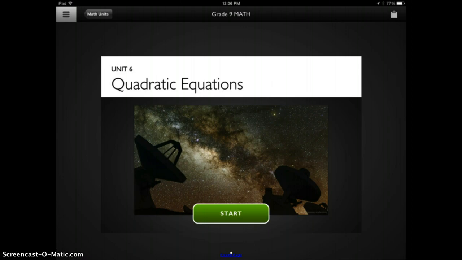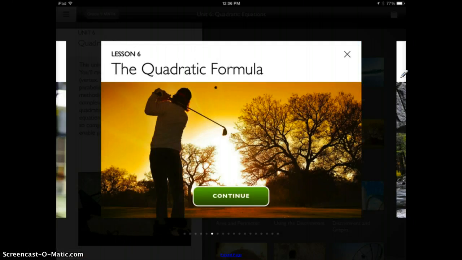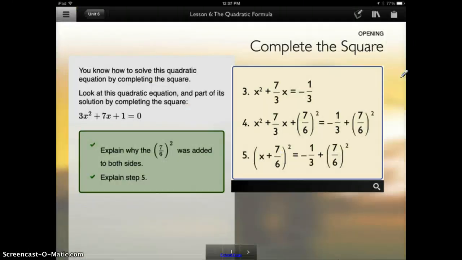So quadratic equations, click here. Once you do, it'll look like this. We've done this, we've done this, we've done this, and we've done this. Now we are here. Quadratic formula. So quadratic formula, click on it. Look at this beautiful picture. Okay, completing the square. This is a little bit of a review, and based on completing the square is how we get our quadratic formula.